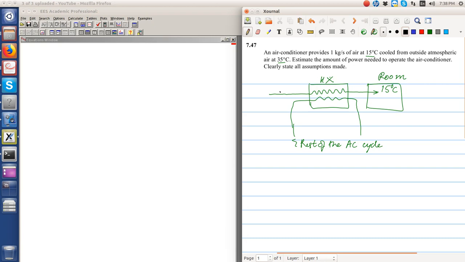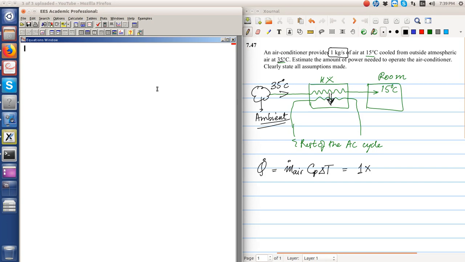Okay, so this is at 35 degrees Celsius, which is given as the ambient. So what is the amount of heat transfer required to cool air from 35 degrees Celsius to 15 degrees Celsius? The flow rate is this. So Q dot equal to m air Cp delta T, which is equal to 1 into the Cp of air, which can be estimated as follows.